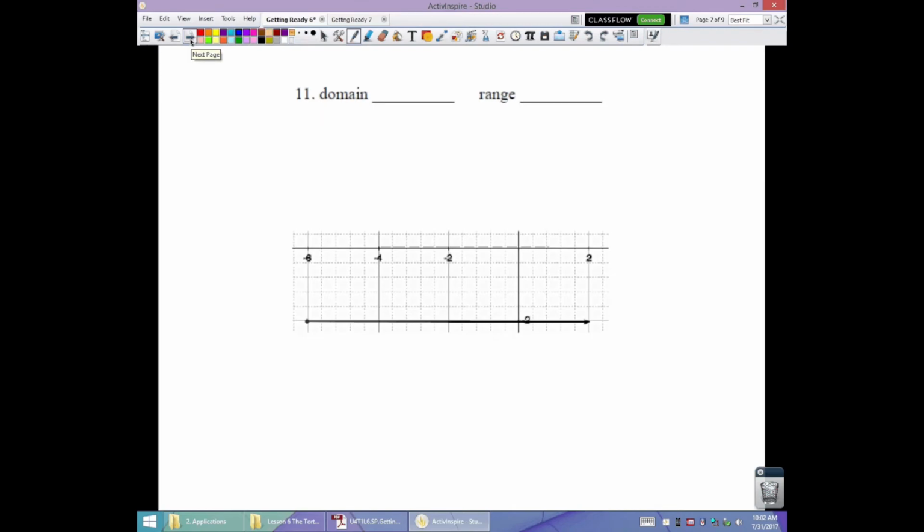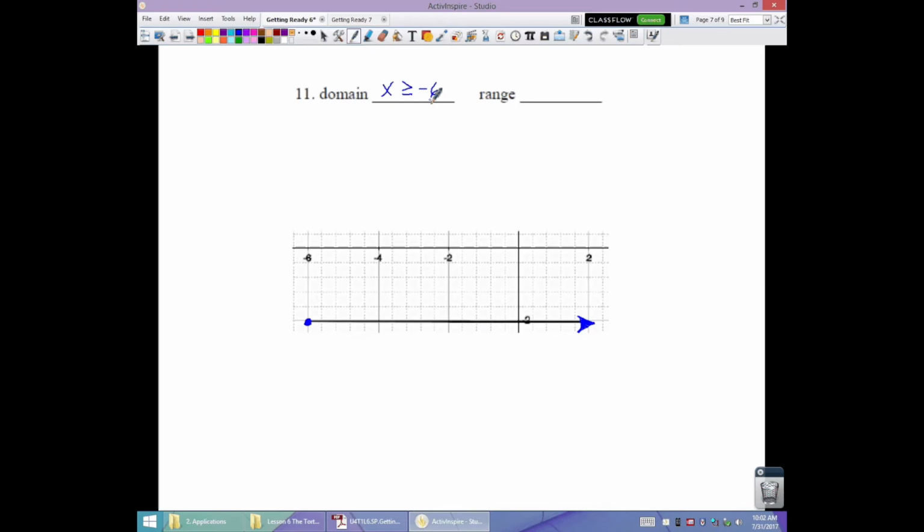Okay, number 11, we have a ray here. So we have one endpoint at (-6, -2), but an arrow indicating that it continues to the right infinitely. So our domain is every x value starting from -6, continuing infinitely. So we say all x's greater than or equal to -6.